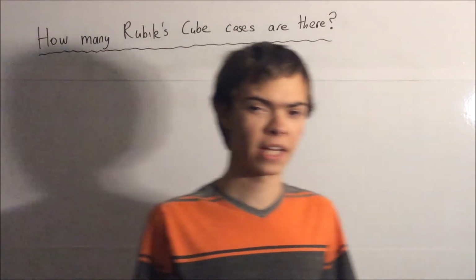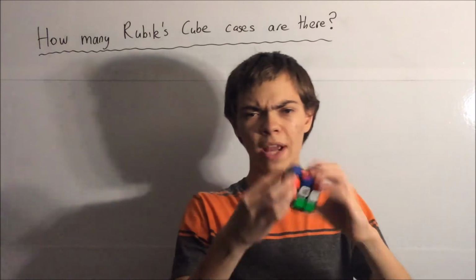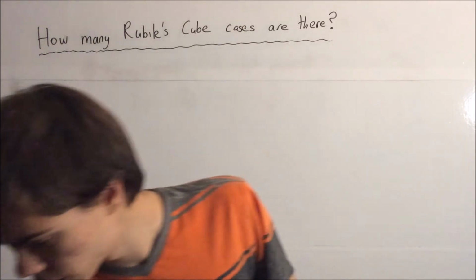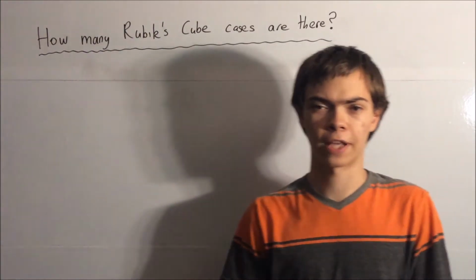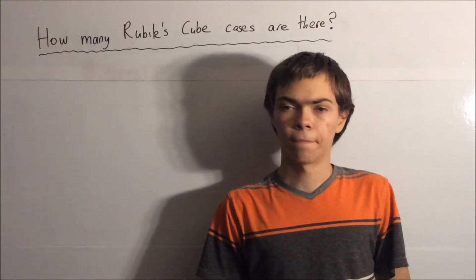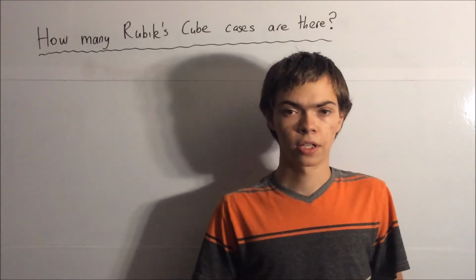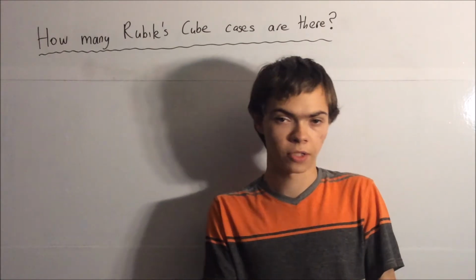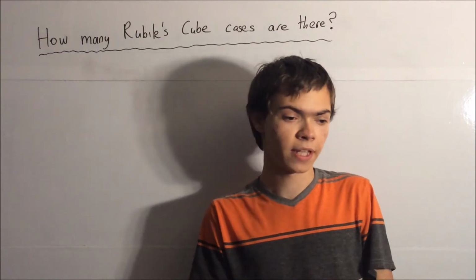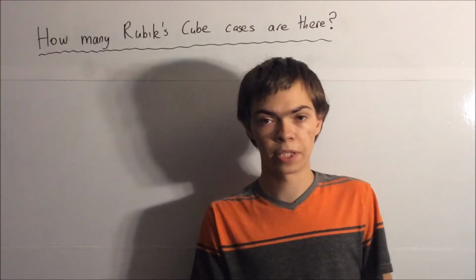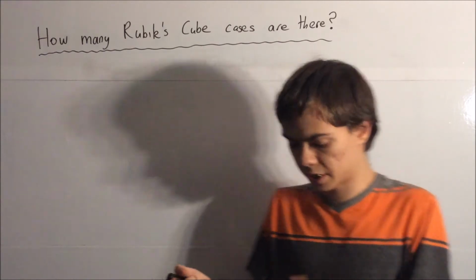How many different ways can we scramble a Rubik's Cube? How can we even figure that out? Well, to start, we should first start by thinking about the corners and the edge pieces, because the thing that makes a scramble different from another one is the position of the corner pieces and the edge pieces.